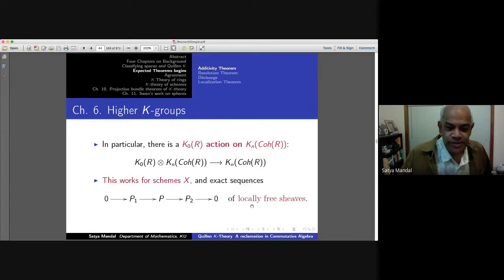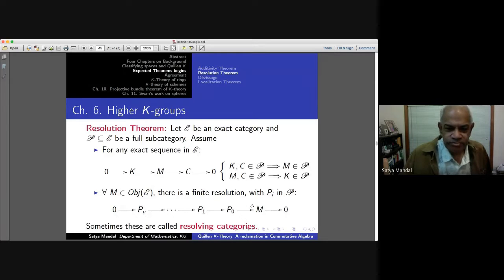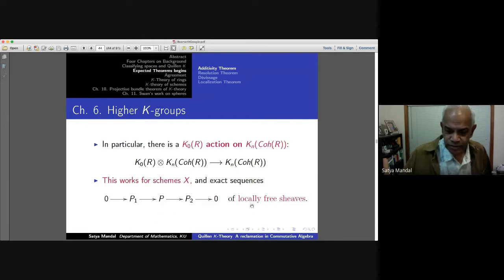So anyway, these things work for schemes, and locally free sheaves. So you replace projective modules by locally free sheaves, okay. So that is called the additivity theorem, okay? And I gave you an example.